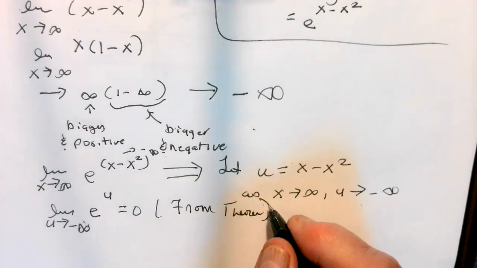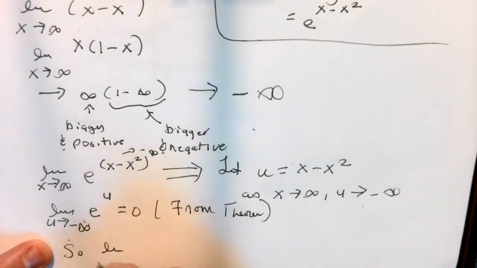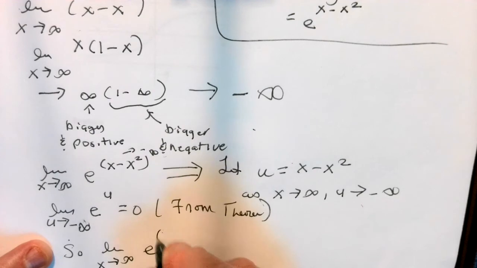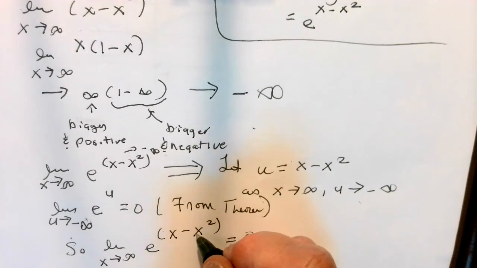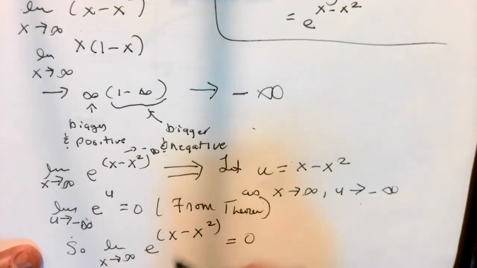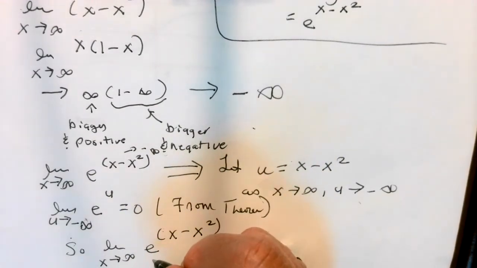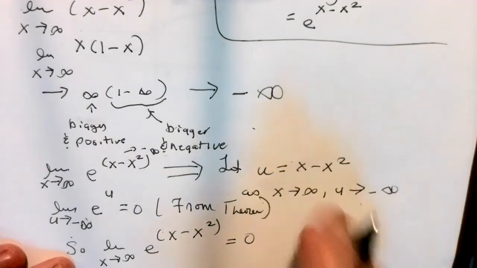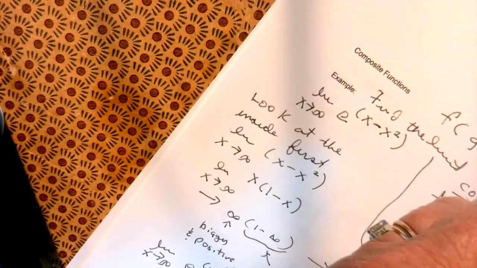Or if you just think about it, that means that's the answer here too. The limit as x goes to infinity of e to the x minus x squared equals 0, because this part's going to negative infinity. So if this is going to negative infinity, that puts it in the denominator, and the denominator is getting bigger and bigger, and we've got 1 in the numerator. And so that's going to give me 0. Okay. Getting close to the end.